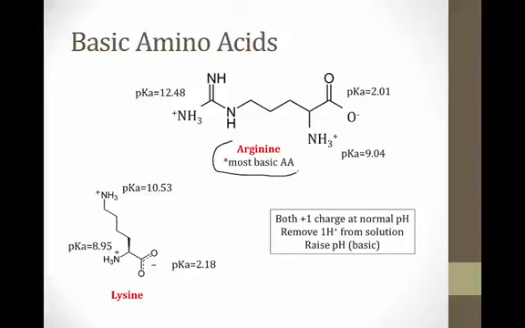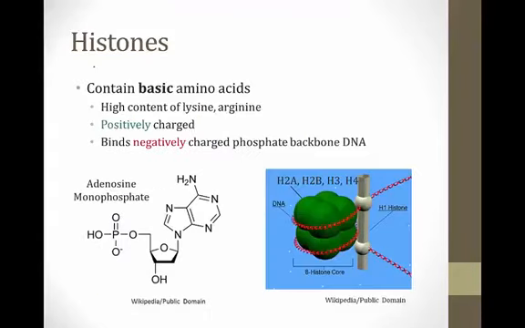There are two basic amino acids, arginine and lysine. Arginine is the most basic. It is the strongest base because its side chain has a very high pKa. Lysine is also basic with a side chain that has a pKa of 10.53. Both of these have a +1 charge at normal pH, which means they tend to remove one H+ from solution at normal pH, and when you remove H+ from solution, you raise the pH, and that makes these basic amino acids. You can find large quantities of basic amino acids inside of histones in the nucleus of cells.